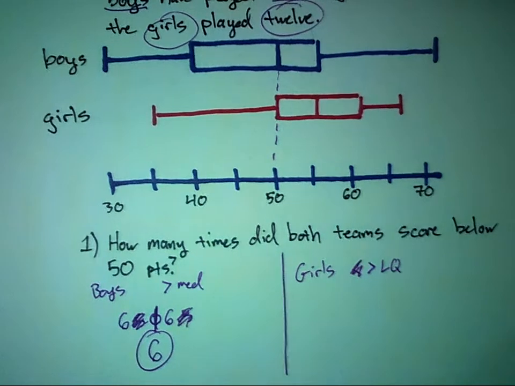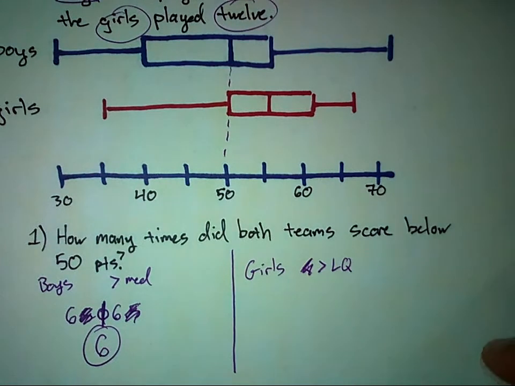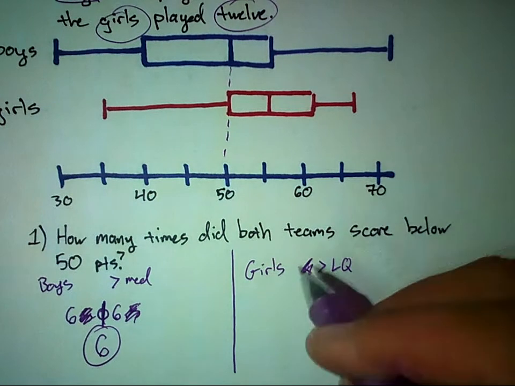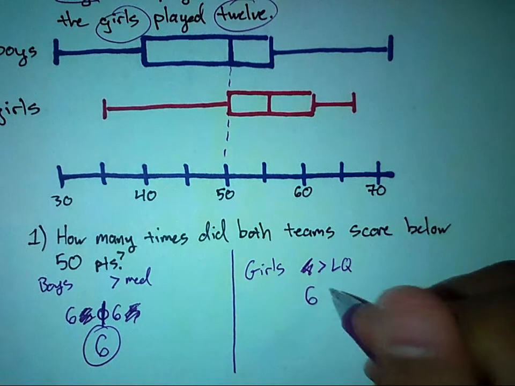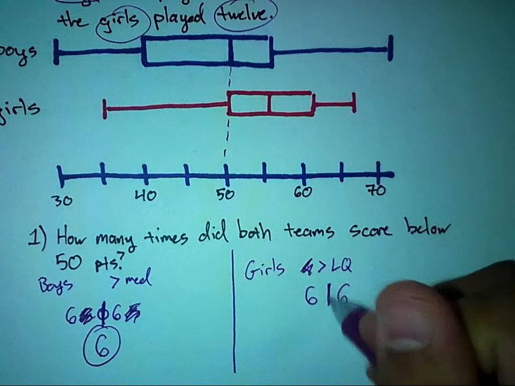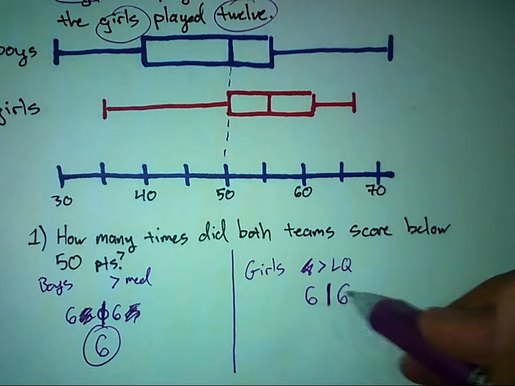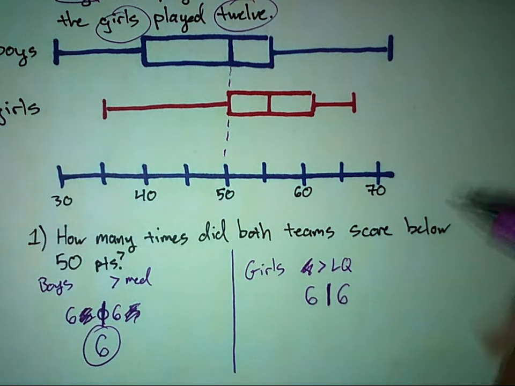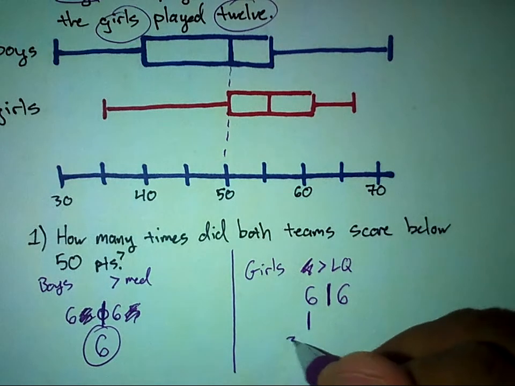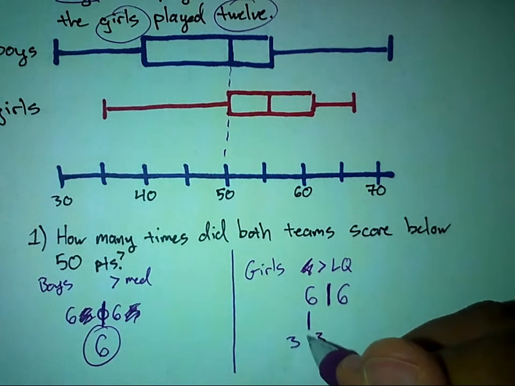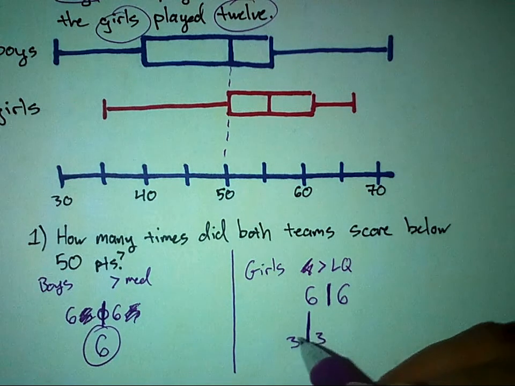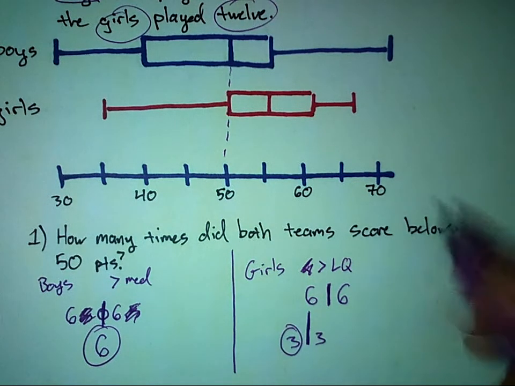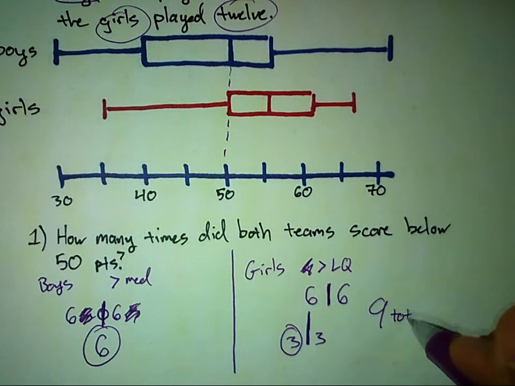For the girls, we need to do less than the lower quartile. So here we go. They played 12 games, so that means 6 and 6. Since it worked out nice on both sides, the median is not a data point. Then we need to break this down to 3 and 3. Since we want less than the lower quartile, that worked out to be 3. And 6 plus 3 would be 9 total games. So there's our answer to that problem.